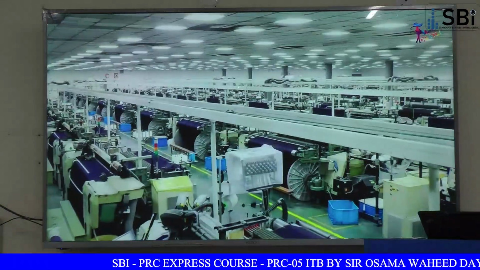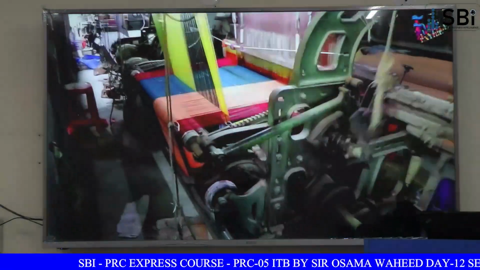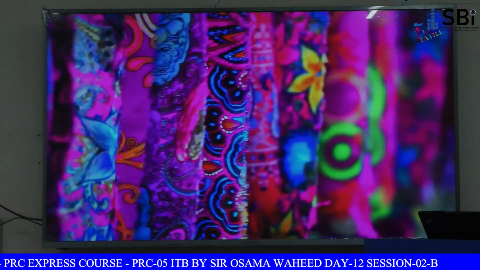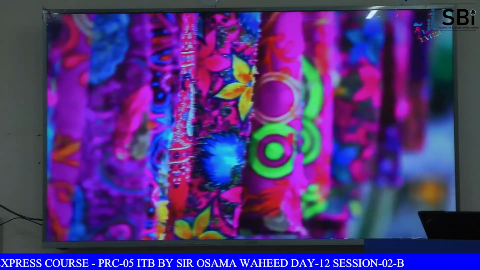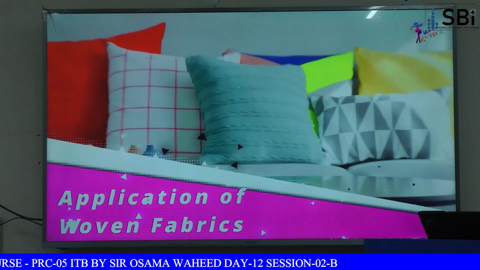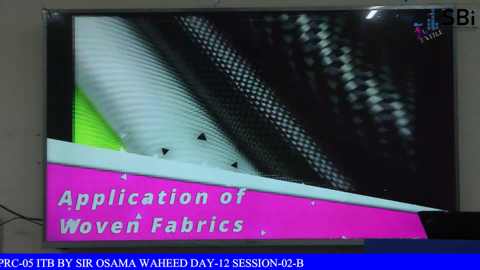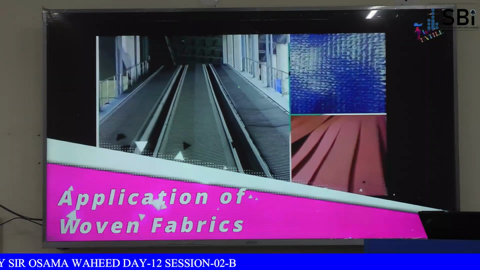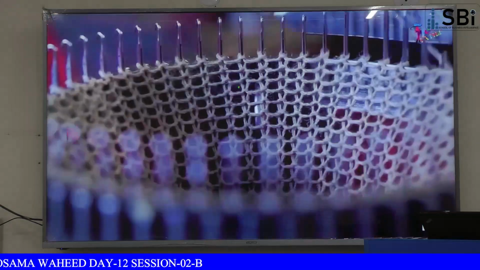Cloth is usually woven on a loom, a device that holds the warp thread in place while filling threads are woven through them. Woven fabrics have a lot of application areas like apparel, home textiles, geotextiles, composites, medical, packing, seat belts, industrial products, and so on.